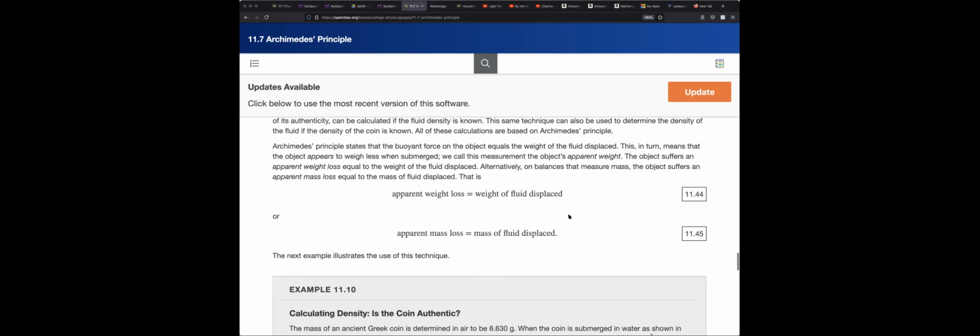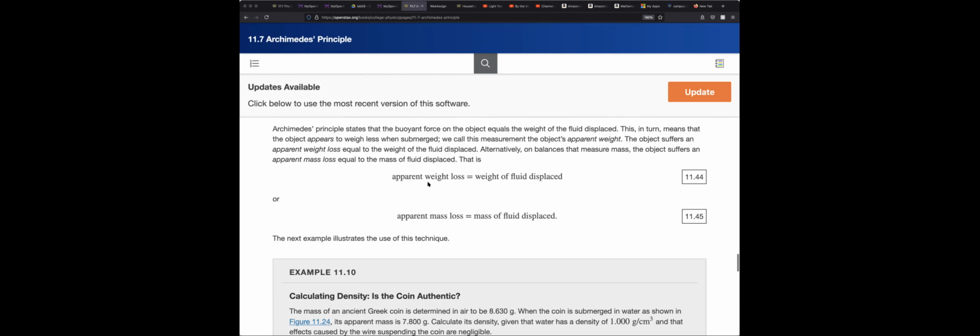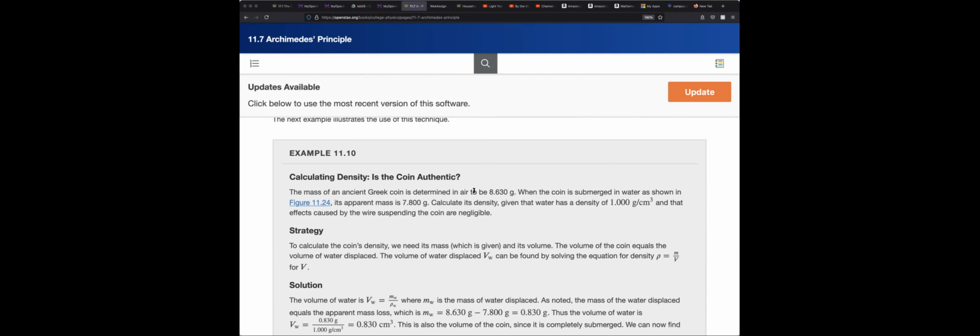And you can actually calculate the apparent weight loss by the weight of the fluid displaced. So the apparent weight loss, or the difference between these two things times g, will give you the weight of the fluid displaced. And that weight of fluid displaced can be used to calculate the actual density of the metal of the crown. So we do that in this example. We do it with a Greek coin. The Greek coin is 8.630 grams, but we submerge it in water and find out that it loses some mass. It has a mass of 7.8 grams in water.